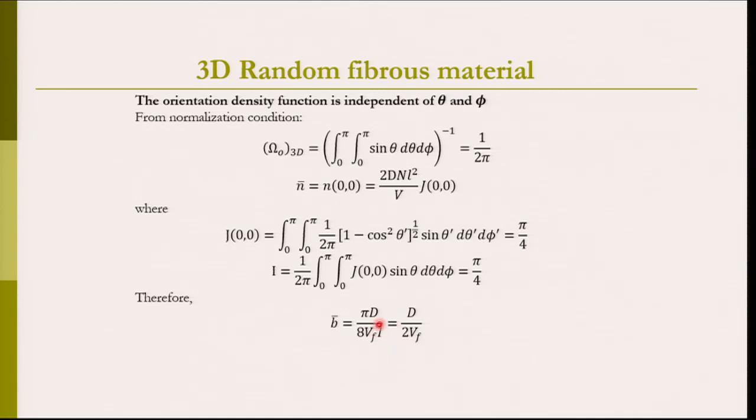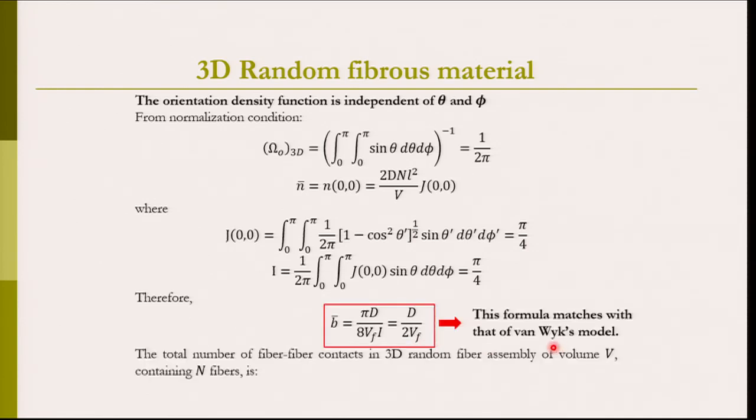So, if you insert the value of I as pi by 4, then you will see B bar is equal to d by 2 Vf. If you remember, this expression was also formulated earlier by Van Wyck, and we can also calculate the total number of fiber to fiber contacts in a 3 dimensional random fibrous assembly of volume V containing n fibers, that is expressed in terms of pi by 4 d L square by 4 V.